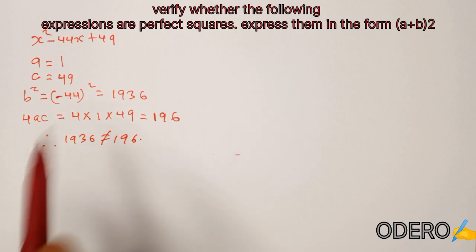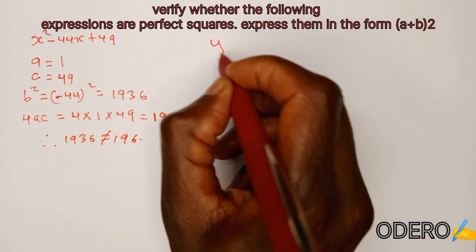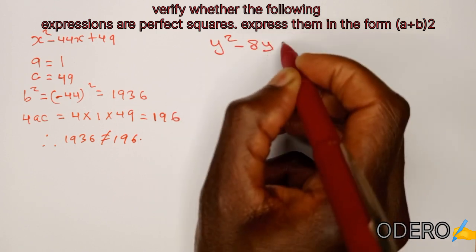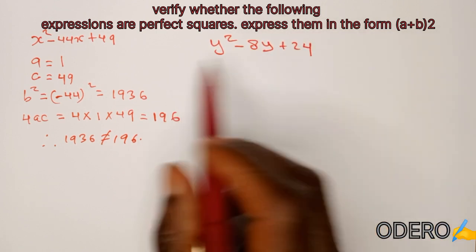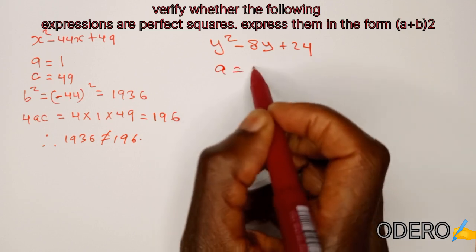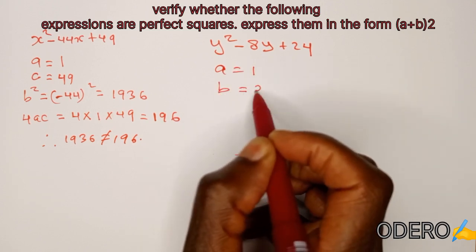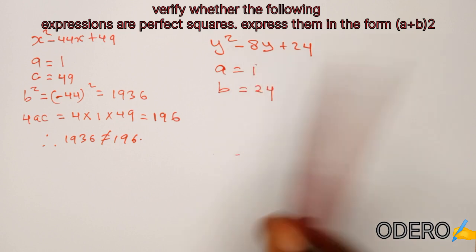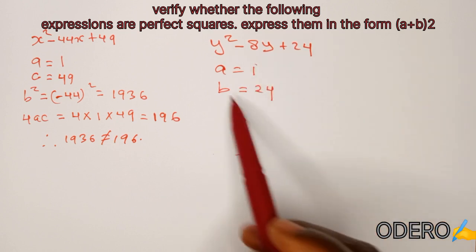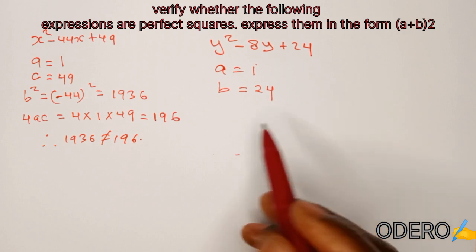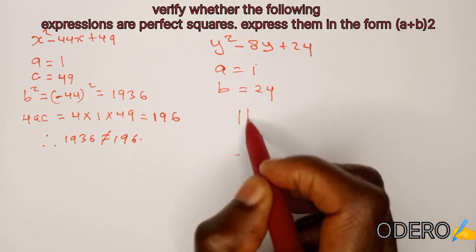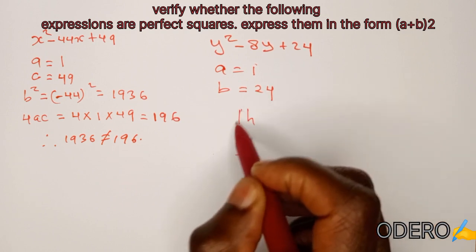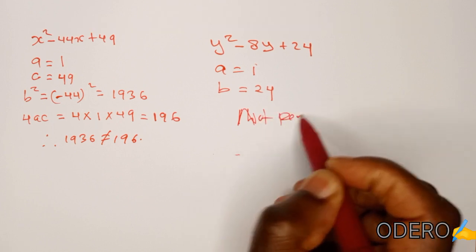I'll go to the next one, y squared minus 8y plus 24. If you check, A is 1 and C is 24. This A is a perfect square, but this C is not a perfect square because its square root is not an exact number. So therefore you say this one is not a perfect square.